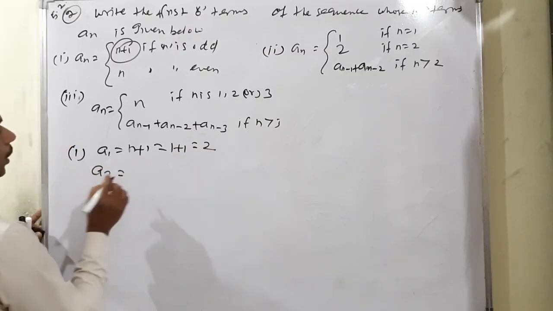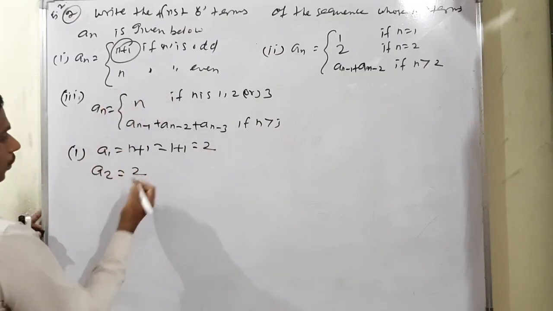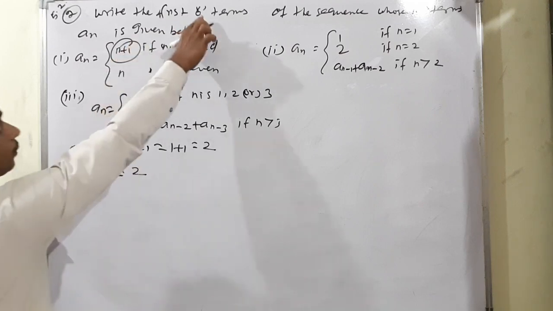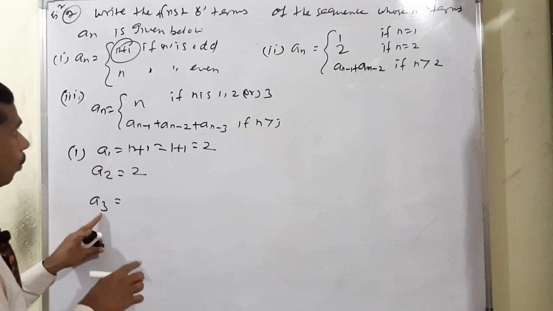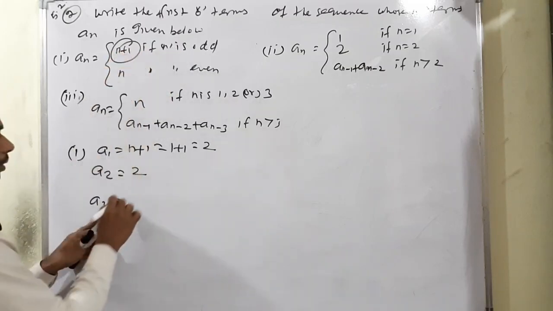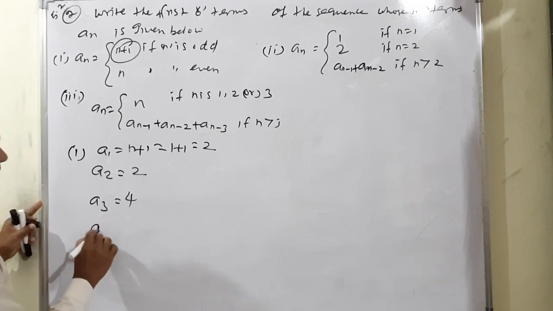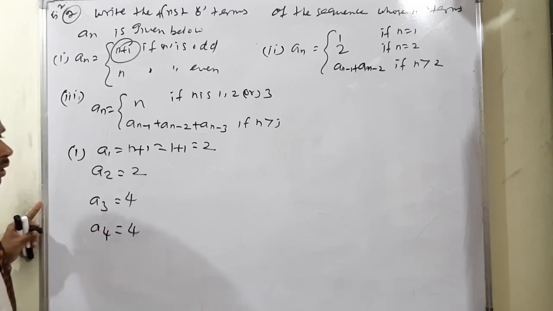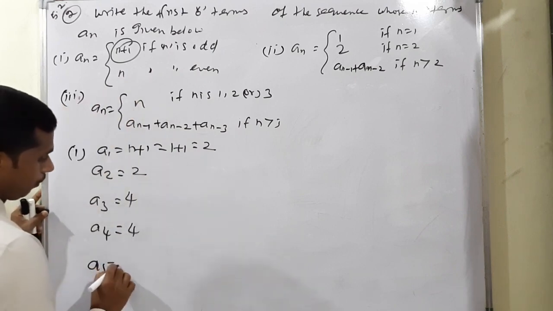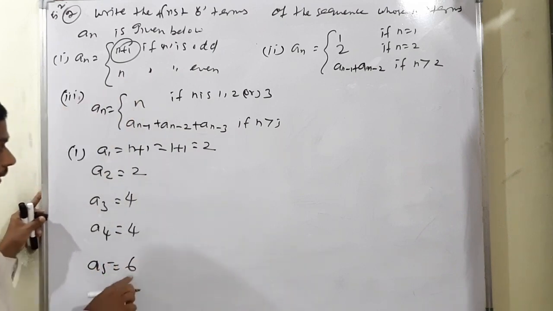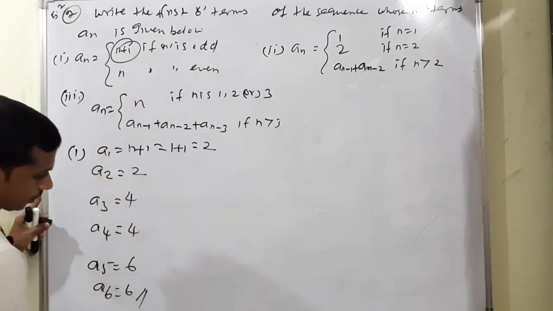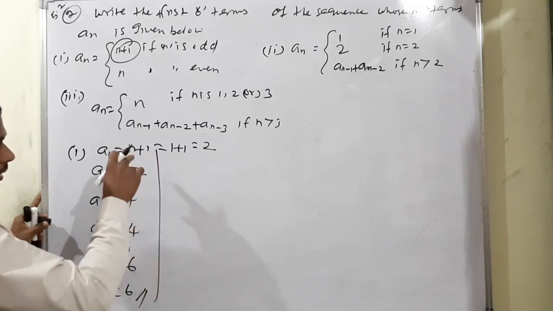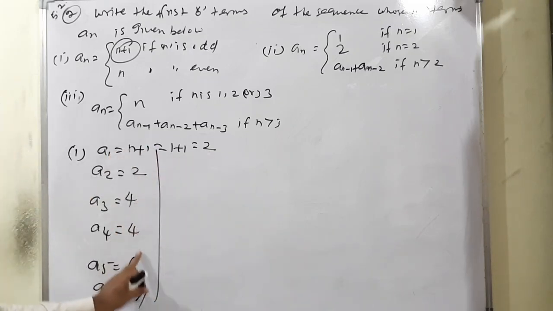Then a2, an even number, we can write directly: 2. Then we need the first 6 terms, therefore a3. Is 3 an odd number or even number? Odd number. Odd number means 3 plus 1 is equal to 4. The next condition, a4: 4 is an even number, so directly we can write it, because if n is even, the value is also n. Then a5 means 5 plus 1 is equal to 6, because n is odd. Last condition, a6: 6 is even, so the value is also 6. The first subdivision answer: 2, 2, 4, 4, 6, 6.